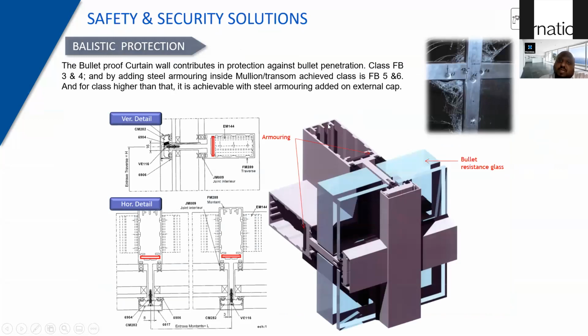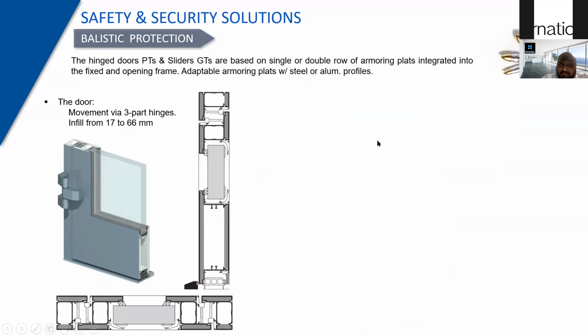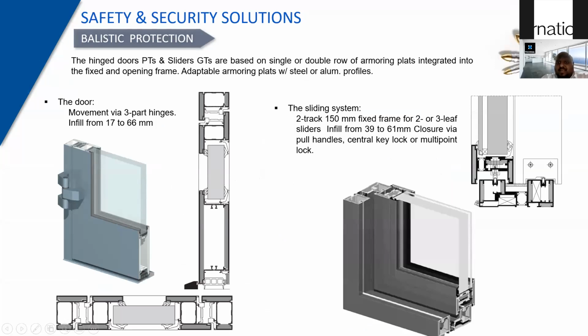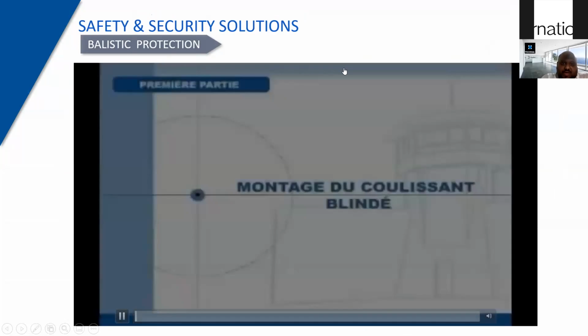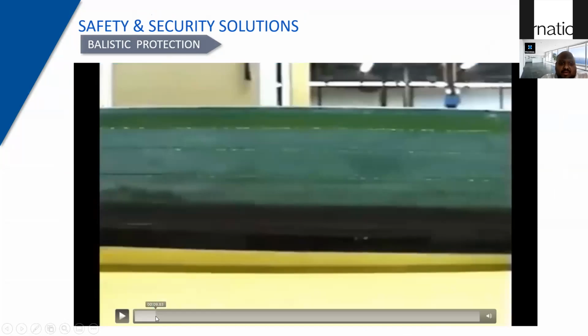But this is how a bulletproof curtain wall looks, where you have specific bulletproof glass being used, which is usually 50 mm and above, and then you have special armoring plates to ensure that the bullet doesn't transfer. We also do this for the doors and for the sliding elements as well, where you have specific armoring plates which are used to protect against any bullet entry. Again, a small video of how these tests are being done in reality.